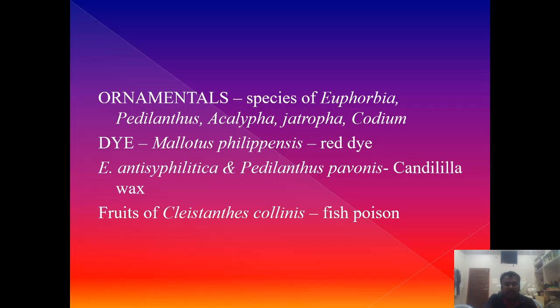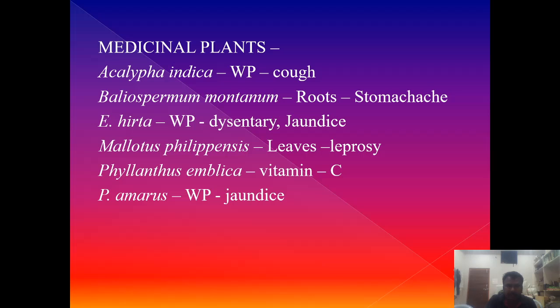Species of Euphorbia, like Euphorbia pulcherrima, and some species of Pedilanthus, Acalypha, Jatropha and Codiaeum are used as ornamental plants. The fruits of Mallotus philippensis yield a red colored dye, commonly known as Sinduram. Euphorbia antisyphilitica and Pedilanthus pavonis give candelilla wax. The fruits of Chrysanthus collinis were used to kill fish in ponds.